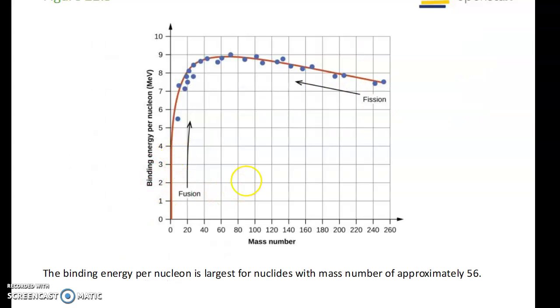Now, the binding energy per nucleon is the largest for nuclides with a mass number of approximately 56. That's about where iron is. So when you have very high ones, they will decay radioactively and form smaller ones. They break up as they go this way. Fusion is when you join them together and they move up in this direction. Okay, so fusion is the joining together of the nuclei. Fission is the breaking apart of the nuclei.